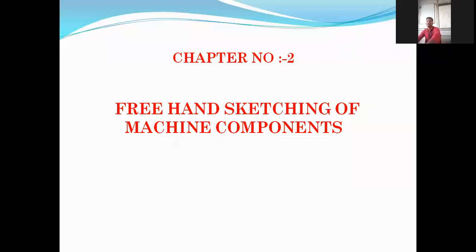So freehand sketching of machine components, that chapter we had started. Basic things we have discussed: what is the importance of freehand sketching, and then nut and bolt. Types of nuts we have seen. Just a quick recap of what we have seen till now.